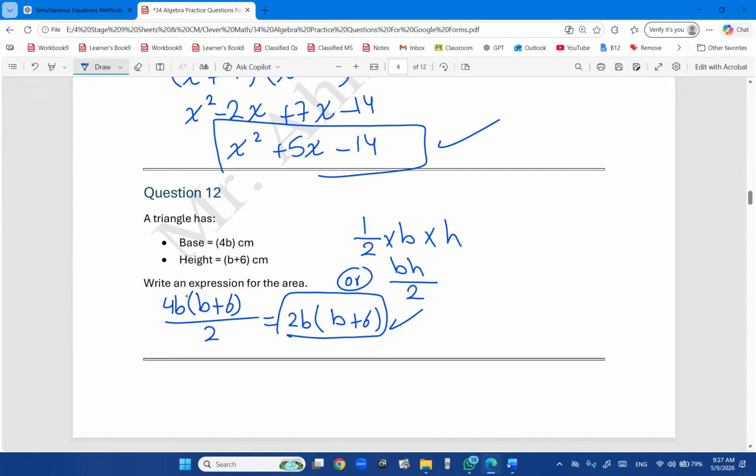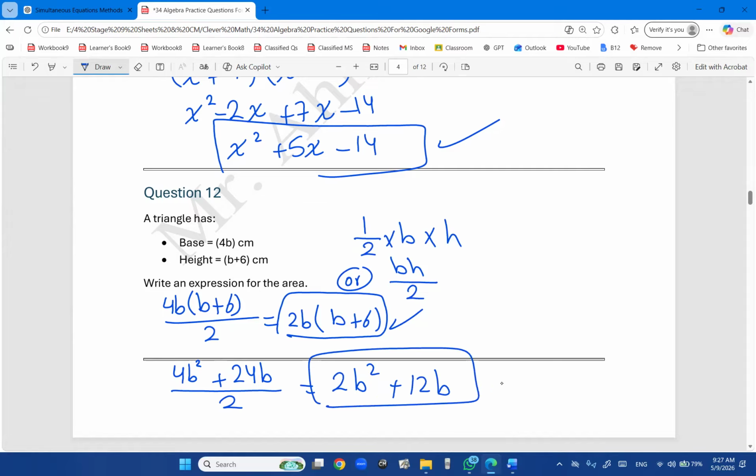Some other people might think about expanding first. 4b squared plus 24b over 2. And they think about simplifying. So dividing this by 2, dividing this by 2 as well. Both of them divided by 2. So 2b squared plus 12b. Also correct. It is the same as the first one exactly, but after expanding the brackets.